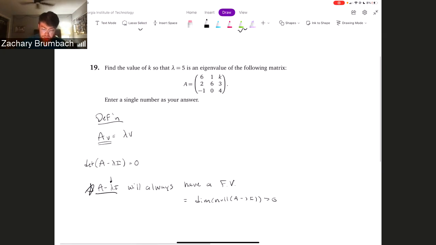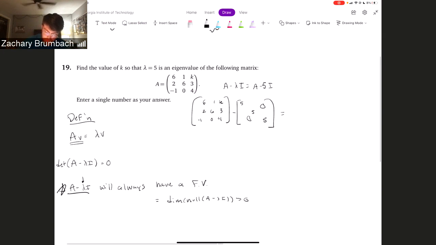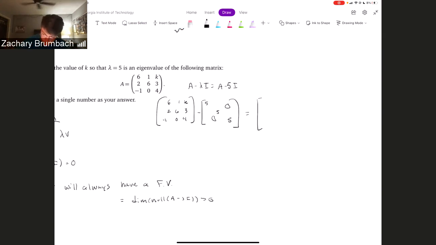All right, find a value k such that this is true. So essentially what we're doing is A minus lambda I, which is equal to A minus 5I. So we have 6, 1, k, 2, 6, 3, negative 1, 0, 4, minus, remember I is the same dimension, 5 on the diagonal, 0 everywhere else. We write this equal to 1, 1, k, 2, 1, 3, negative 1, 0, 4. So what we're trying to find is k such that this has a free variable.